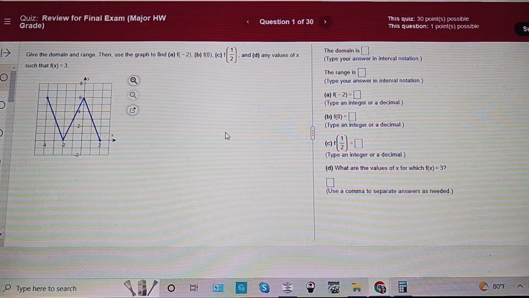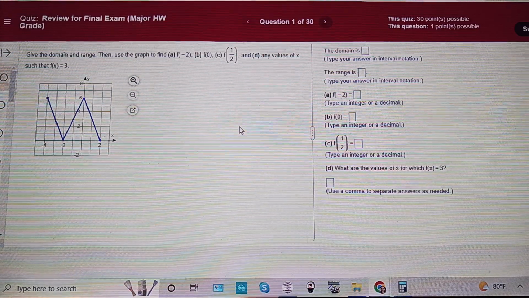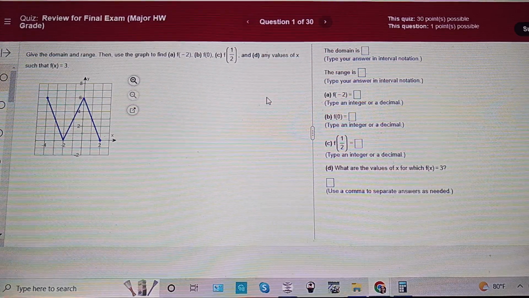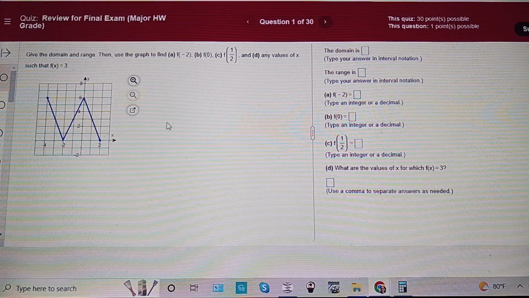Give the domain and range, then use the graph to find f of -2, f of 0, f of 1/2, and any x values such that f of x equals 3. So the beginning of our course, way back in August, was some algebra concepts. So this is all algebra here. There is no calculus anywhere in this problem. But I'm looking at this graph right here.